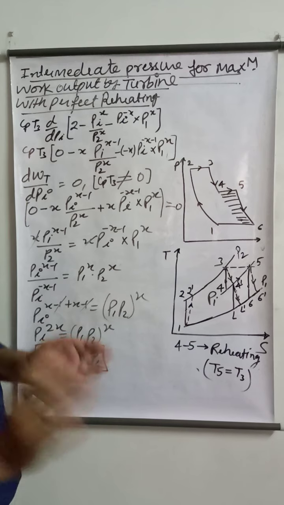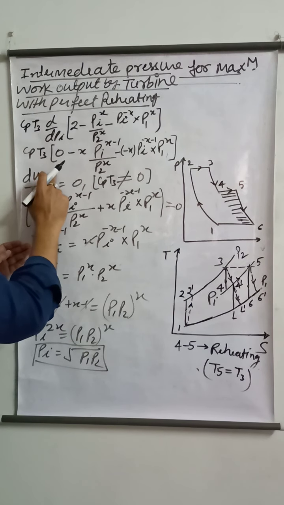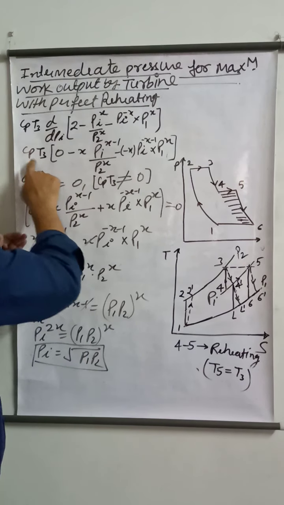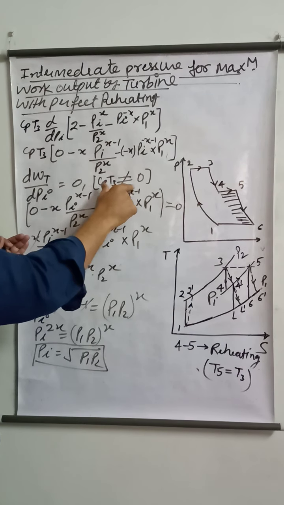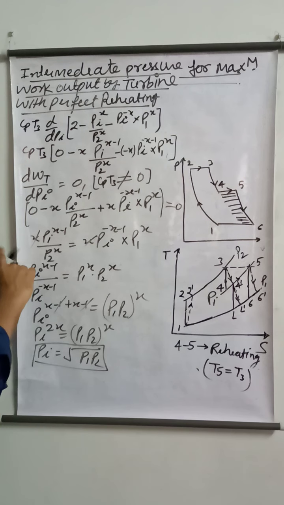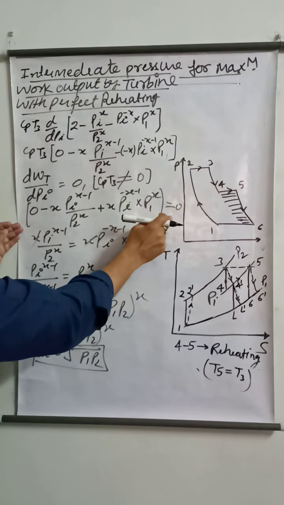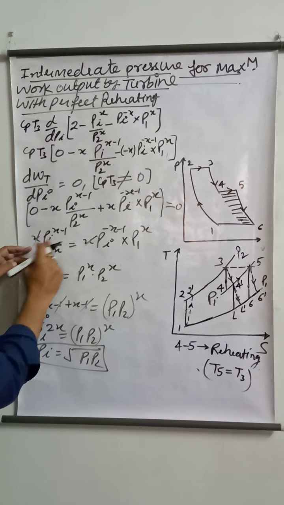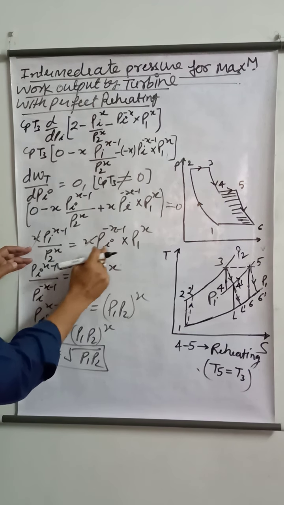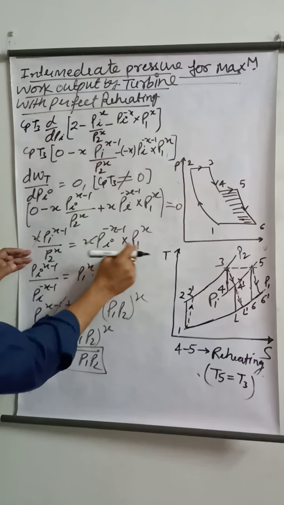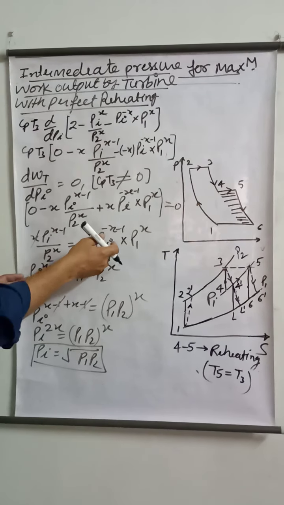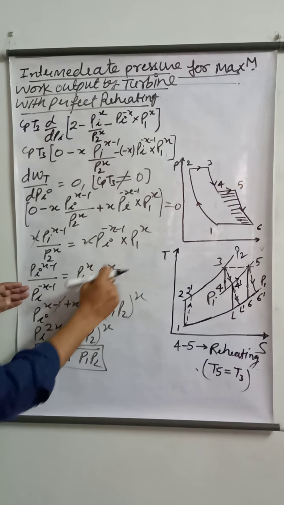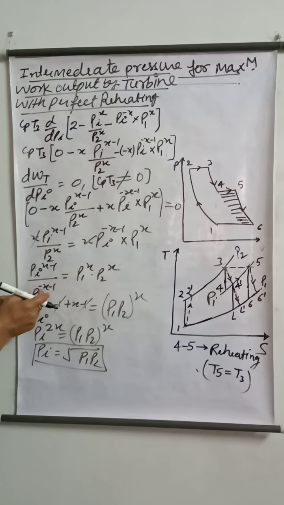For maxima and minima, dW turbine upon dPi is equal to 0, as you know. But here Cp into T3 cannot be 0 because these are constant, good. So on putting this equal to 0 and solving, we can find x P1 power x Pi power x minus 1 upon P2 power x equal to x Pi power minus x minus 1 into P1 power x. Again it will come in the denominator and it will multiply here. So P1 into P2 power x. Again this power will go out.